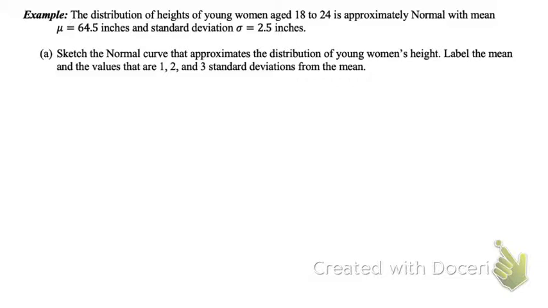The distribution of heights of young women age 18 to 24 is approximately normal, with a mean of 64.5 inches and a standard deviation of 2.5 inches. Hey, look, did you guys notice that they use mu and sigma here? Why? Because this is about the population of young women. We're going to sketch a normal curve that approximates the distribution of young women's heights. We're going to label the mean and the values that are 1, 2, and 3 standard deviations from the mean.